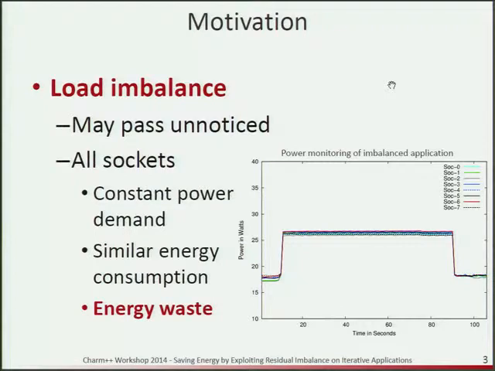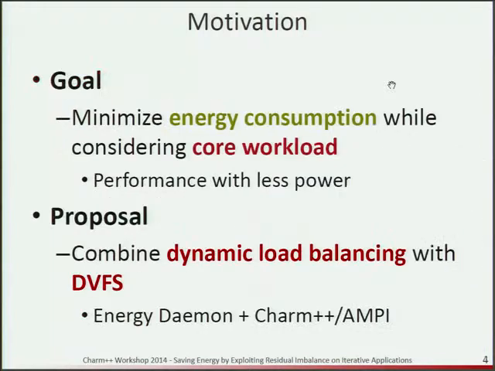So here we have several sockets that are running our imbalanced application, and we see a constant power demand. In the figure, we have the power for each socket in the vertical axis. This ends up resulting in similar energy consumption for the different sockets, and we know that we are wasting energy in this case. So the goal of our work is to try to reduce the energy and power consumption on a parallel machine when we are working with an imbalanced application.